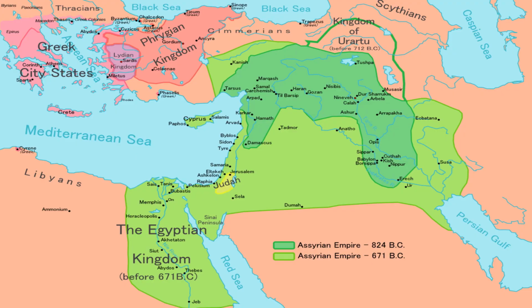Here is a map showing the extent of the Assyrian Empire. They expanded well beyond Mesopotamia, through the Levantine region, and all the way to Egypt.